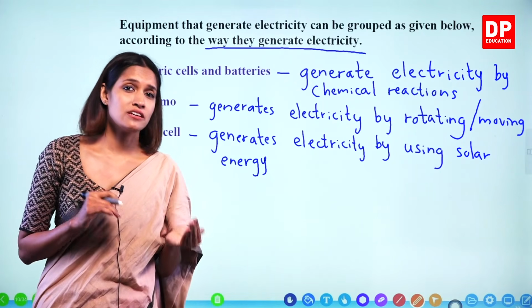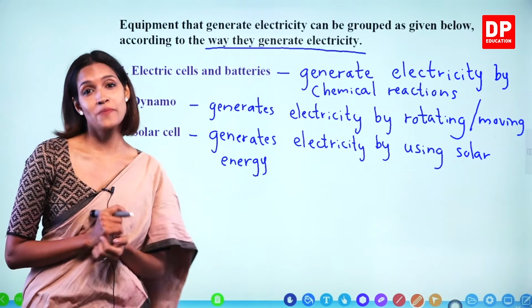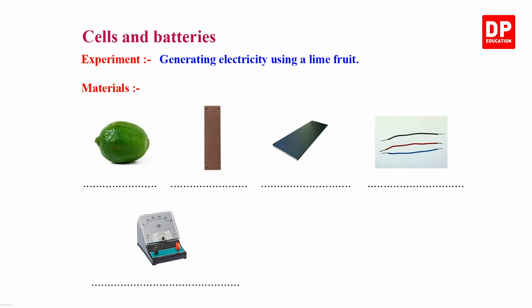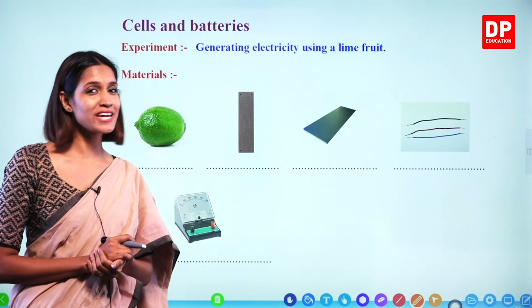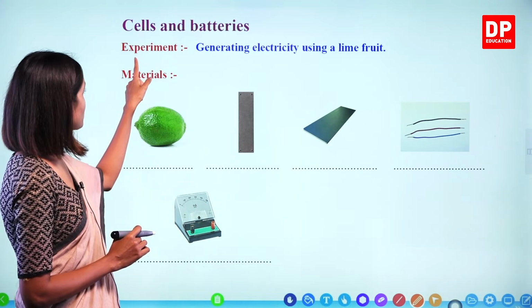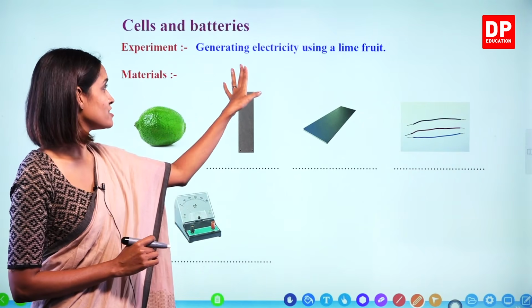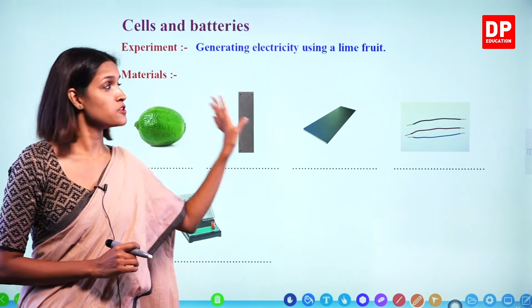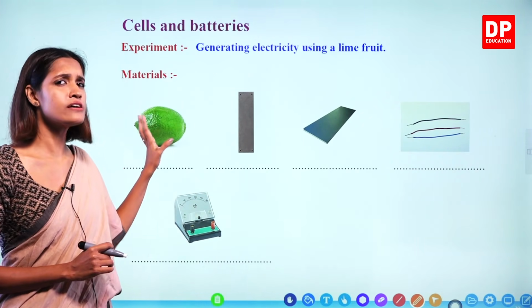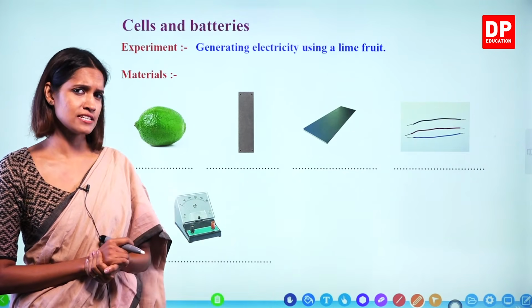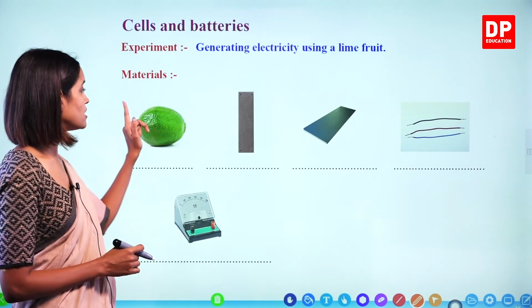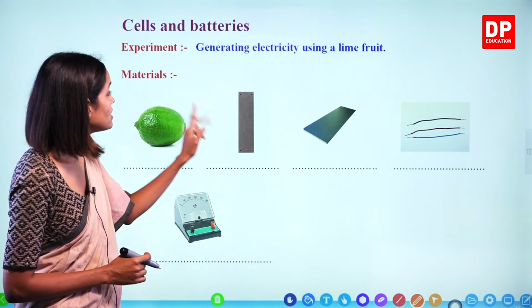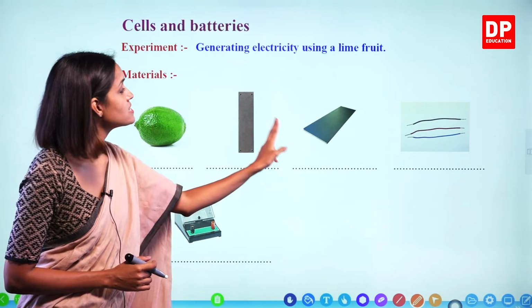We have to do another experiment to understand these things better. So when we study about the cells and batteries, there's this very important experiment that we all can do. What is the experiment? Generating electricity using a lime fruit. So we are going to prove that a lime fruit can generate electricity. So what are the things we need to do this experiment, children? We need a lime fruit and we need a copper sheet and a zinc sheet.